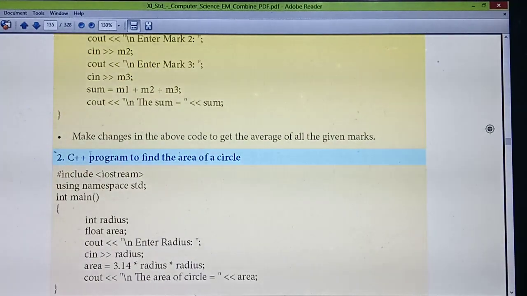Here they are giving: make changes in the above code to get the average of all the given marks. So what's the question they asked? To find the average of all the marks. What's the meaning of average? Average means the 3 marks divided by 3. That's all. So one more line you should add. This is homework for you.